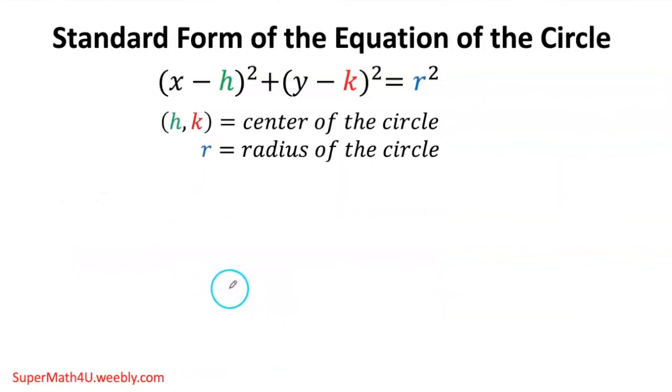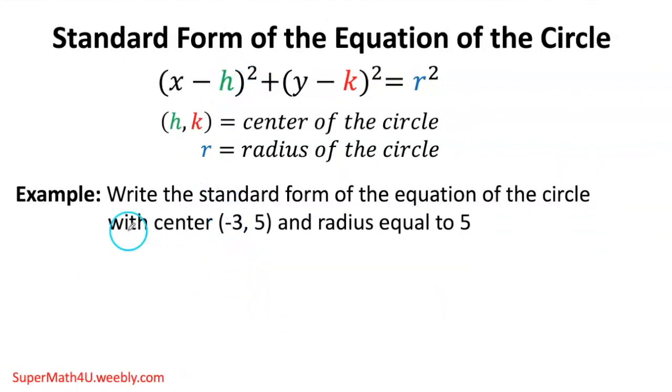Now we're going to get another example here. Same information. And the question is, write the standard form of the equation of the circle with center -3, 5 and radius equal to 5. So instead of identifying the information, I'm going to write it. Therefore, you got to write it x minus h to the second power plus y minus k to the second equals r squared. Let's replace. This is your h, this is your k, and this is your r.